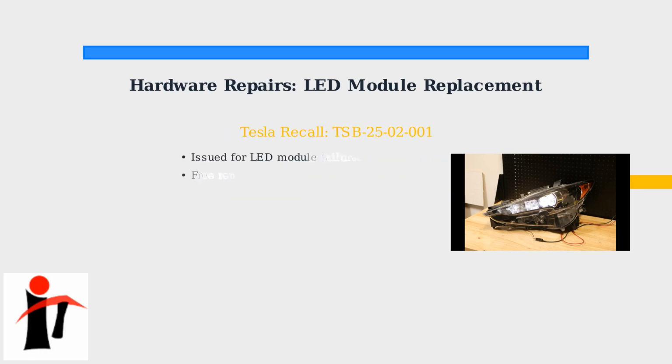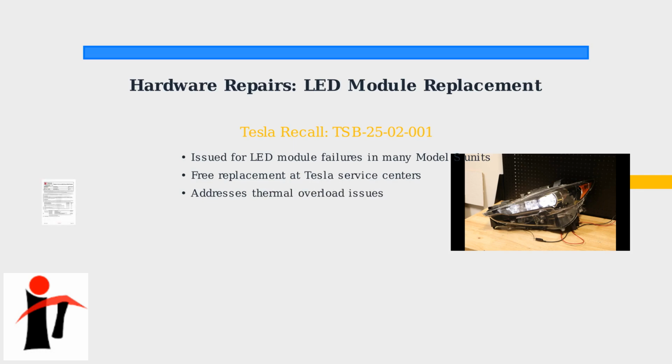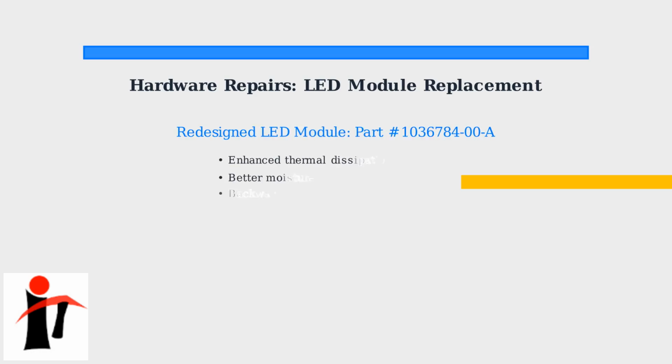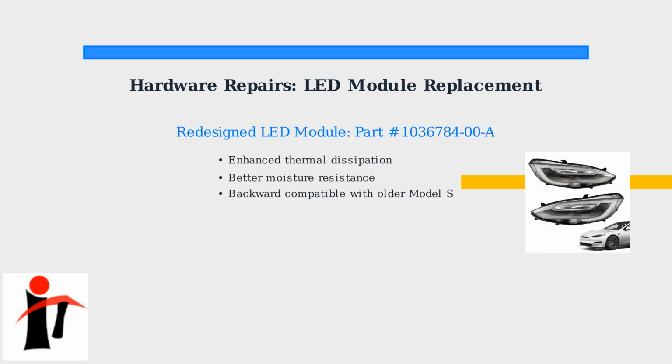Tesla has issued a voluntary recall under TSB 25-02001 to address LED module failures in many Model S vehicles. This recall covers units where the headlight modules fail due to thermal overload, and Tesla provides free replacement at authorized service centers. The replacement LED module, part number 136784-00A, features significant improvements over the original design.